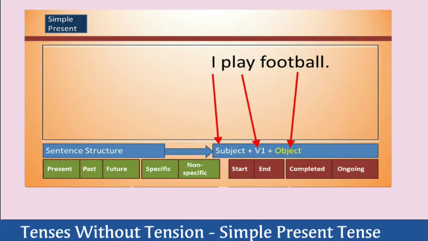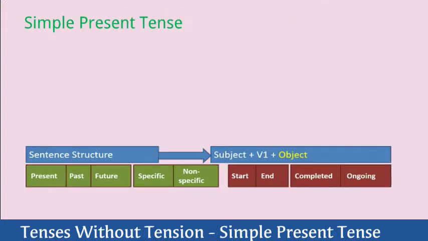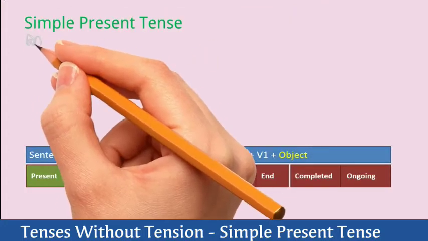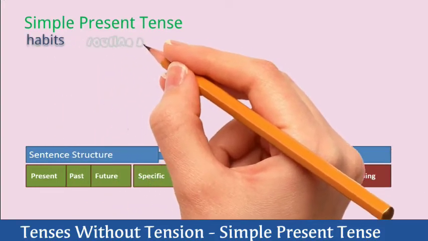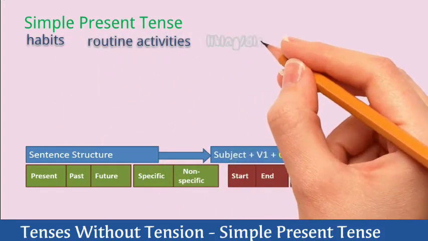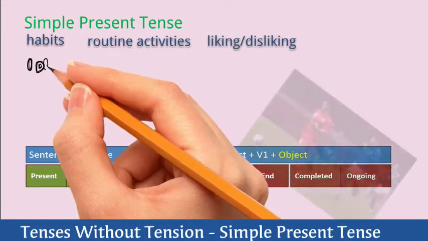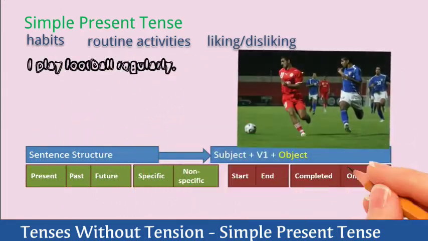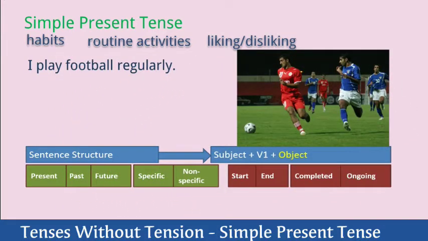Let us now understand how and when we use simple present tense. First, we use it when we talk about habits or routine activities or liking and disliking. For example, I play football regularly. Playing football is my routine. These are some other examples.